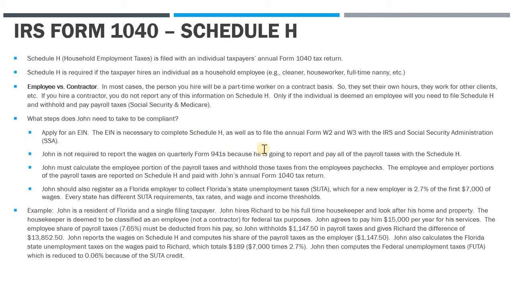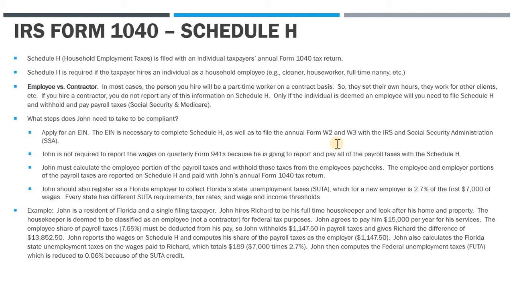And then John's also going to need it to file the annual Form W-2s and W-3s with the IRS and the SSA, right? So W-2 is an annual wage and income statement. For those of you that are employees, you're familiar with this. You get that at the end of the year, which shows how much income you were paid by your employer, how much tax was taken out, and then maybe some other elements too, like 401k contributions, fringe benefits, and the like.